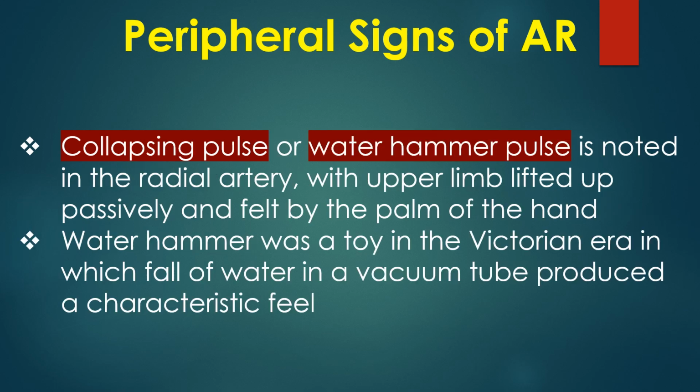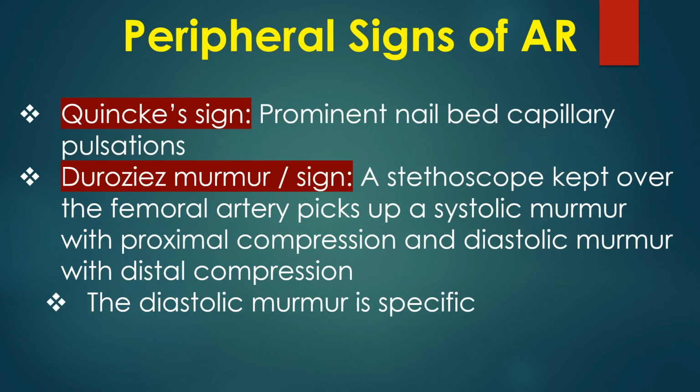Collapsing pulse or water hammer pulse is noted in the radial artery with the upper limb lifted up passively and felt by the palm of the hand. Water hammer was a toy in the Victorian era in which fall of water in a vacuum tube produced a characteristic feel. Quincke's sign, prominent nail bed capillary pulsations.